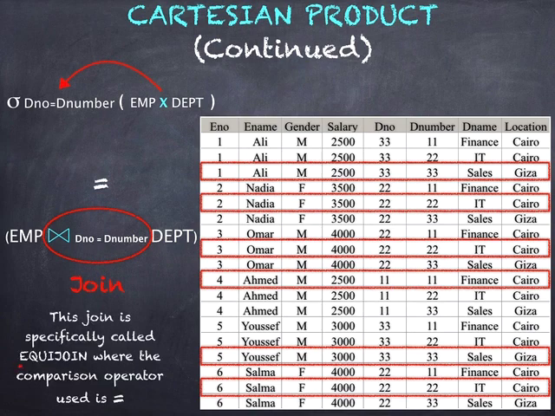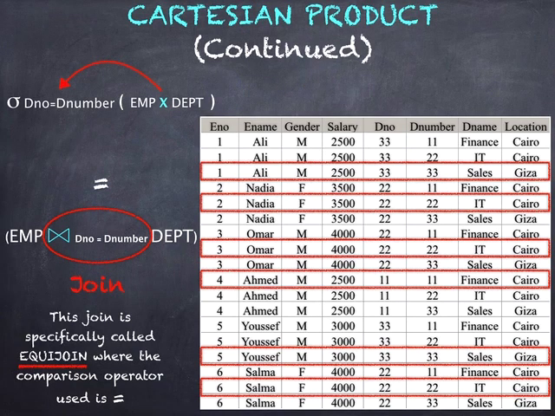This join specifically is called equijoin. Why equijoin? Because the comparison operator we are using in this join is equal. This means that we can use any type of operators: greater than, less than, greater than or equal, less than or equal, not equal, when joining two attributes or two tables together based on a specific condition. But the most popular type of joining is the equijoin, where we match only the compatible records from each table in front of each other.